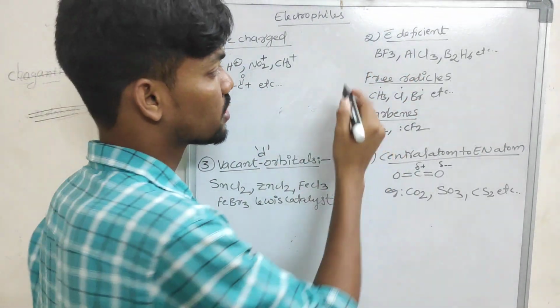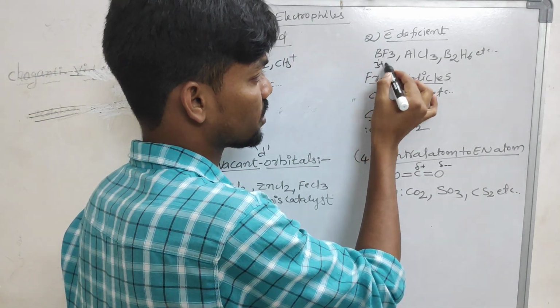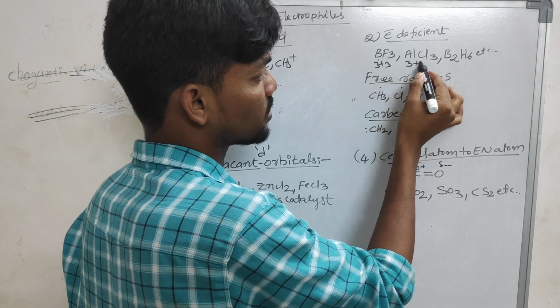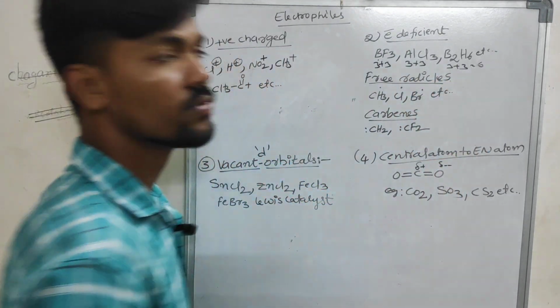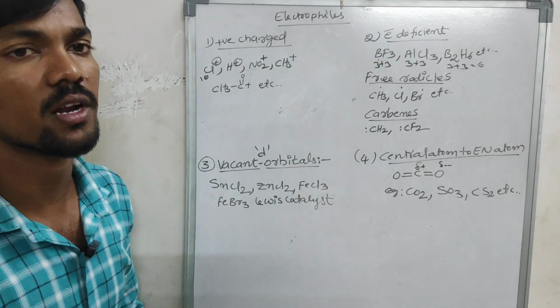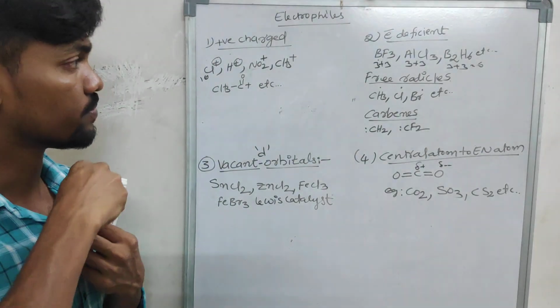BF3: how many electrons are there? Boron is in the third group, so 3 plus 3. Aluminum is the same, 3 plus 3. Six electrons are there, but the valence should be 8 electrons. Then only can we call it complete. Are you getting my point? Okay, next.